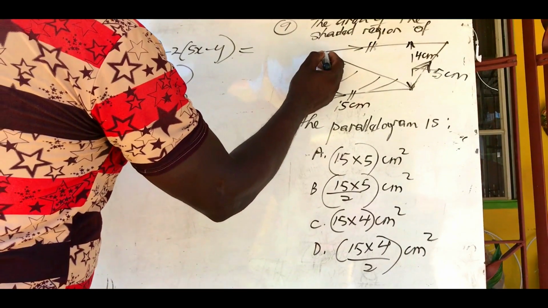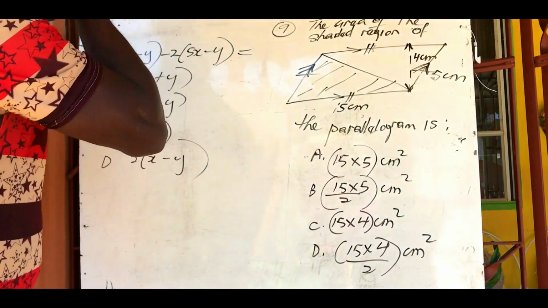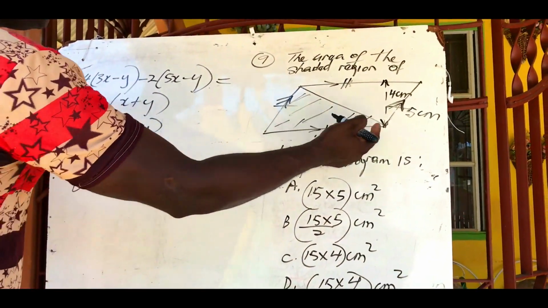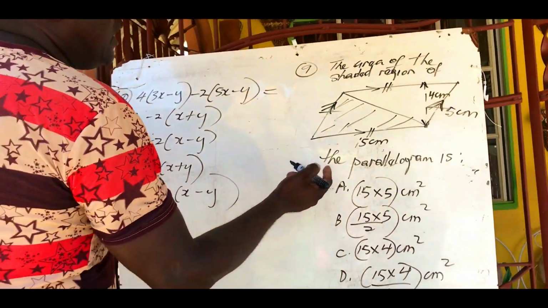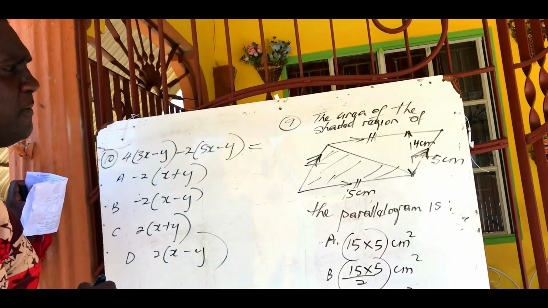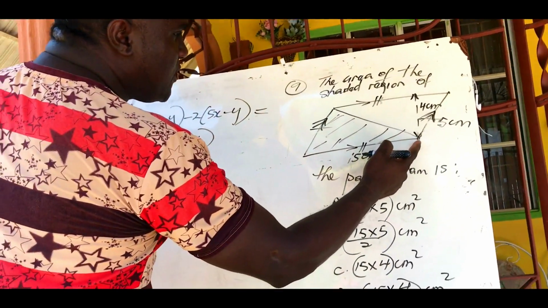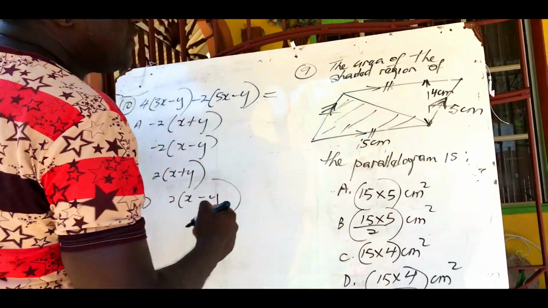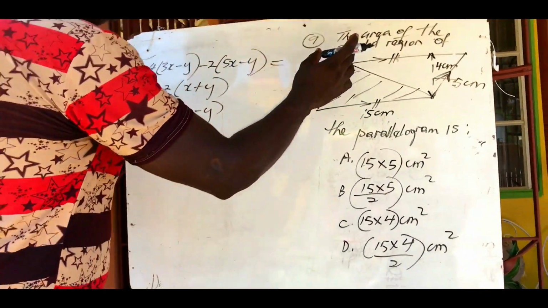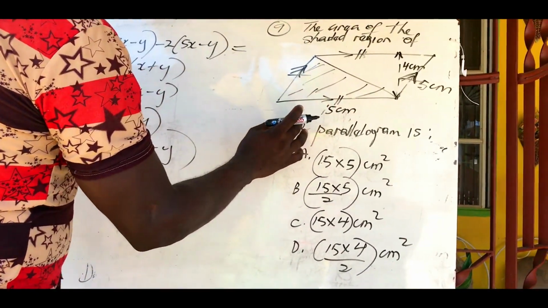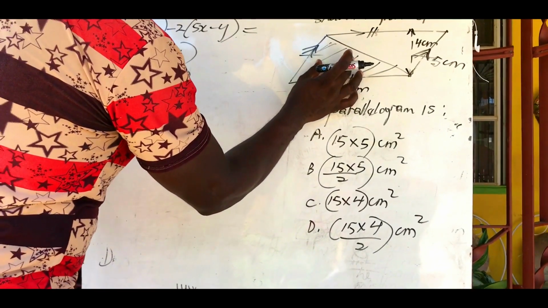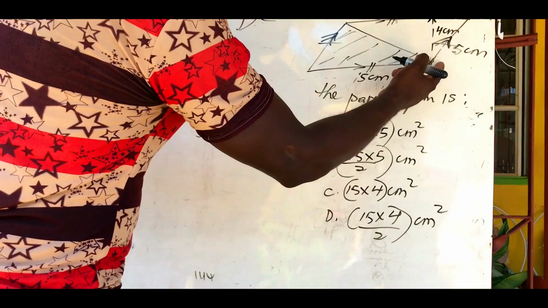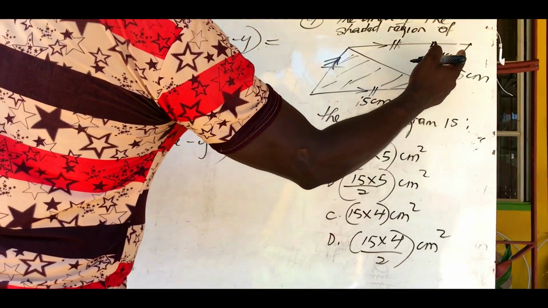Now this line that runs from one vertex to the opposite vertex over here is called the diagonal. Now what the diagonal does to the parallelogram is to cut it into 2 triangles. Now if we want to find the area of the shaded region, you simply realize that the part shaded is actually a triangle.